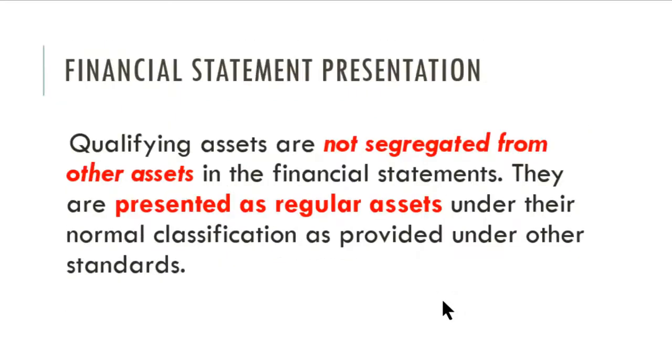And then, how do we present the qualifying assets? They are not segregated from other assets, meaning you cannot find a line item nga nakabutang dito nga qualifying asset because once, for example, the building is completed, it will be recorded as building. So debit to building siya. Dili siya nimo i-record as qualifying assets. So again, it's not segregated from other assets in the FS, and they are presented as regular assets under normal classification as provided under other standards.